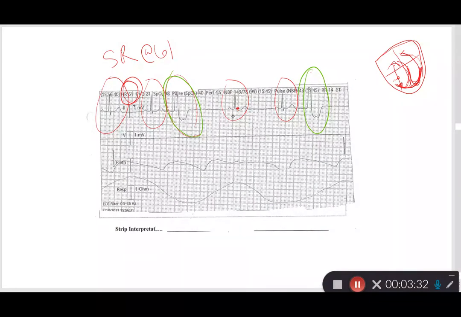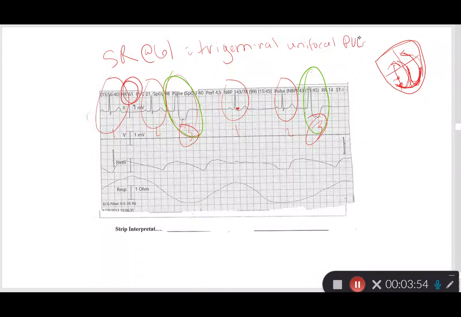And then I want to look at, is it in a pattern? So this one does happen to be in a pattern. I have one, two, three, one, two, three. So it's happening every third beat, which means it's trigeminal. So I have sinus rhythm with trigeminal unifocal PVCs.